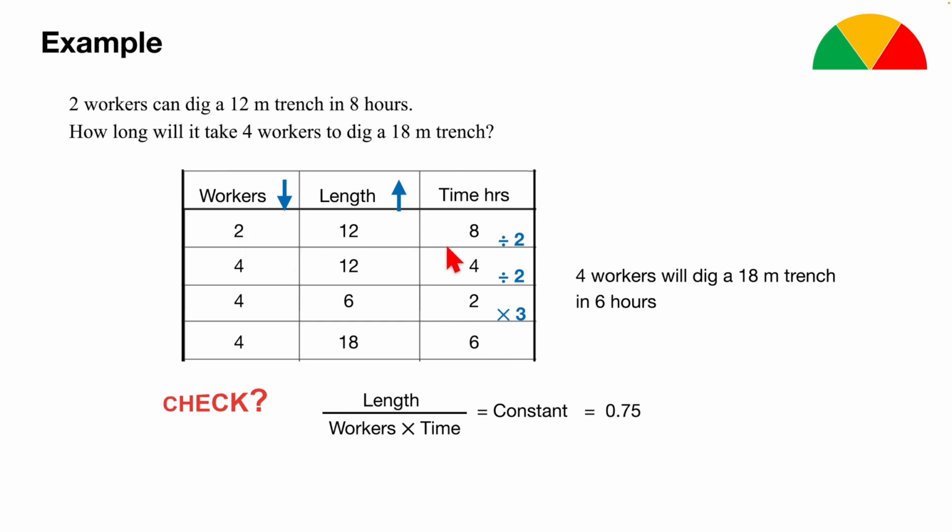So I can do this. 12 divided by 2 times 8 is 0.75. And I know that 18 divided by 4 times 6 is 0.75. If it isn't, you've gone wrong. But as I say, that's a difficult check. And if you don't fancy it, don't try it. I did, and I'm right.